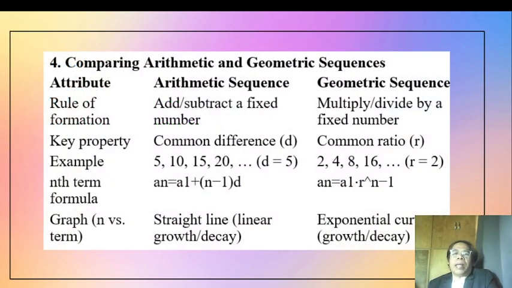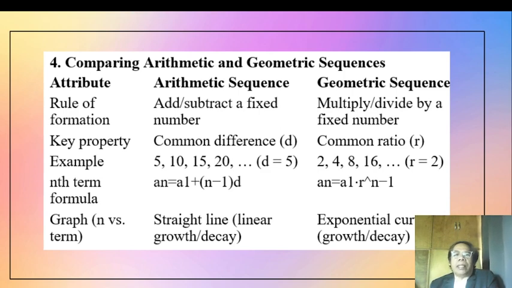Comparing arithmetic and geometric sequences, the first attribute is the rule of formation. In the arithmetic sequence, you either add or subtract a fixed number. In a geometric sequence, you either multiply or divide by a fixed number. The key property of the arithmetic sequence is the common difference. In a geometric sequence, the key property is the common ratio.